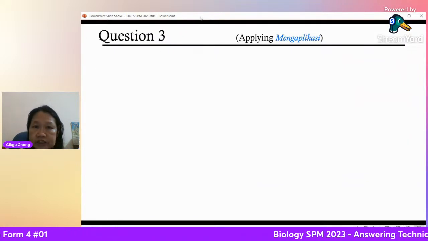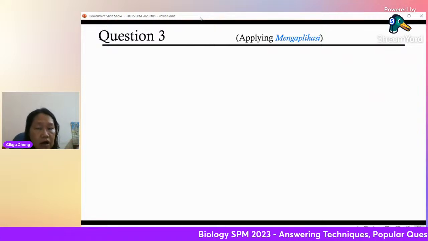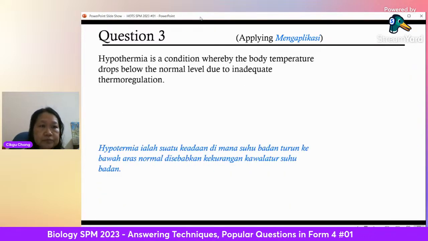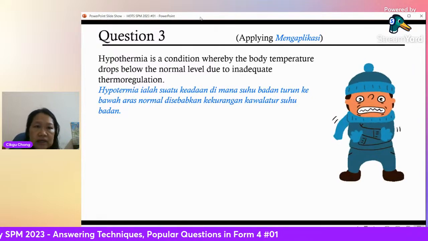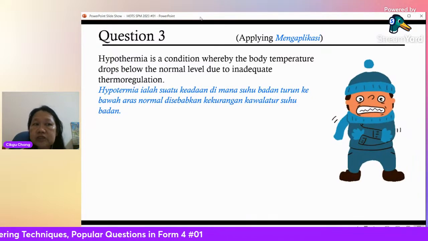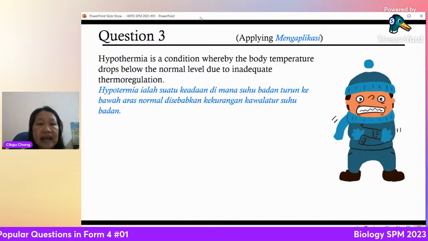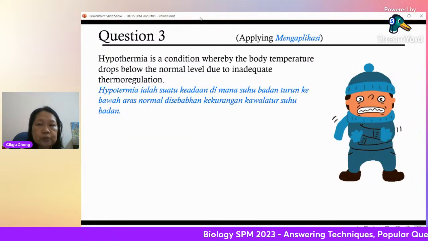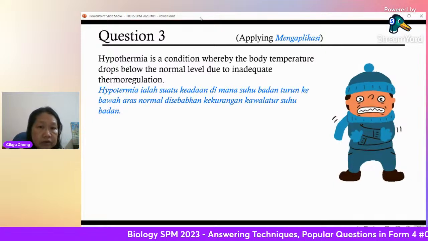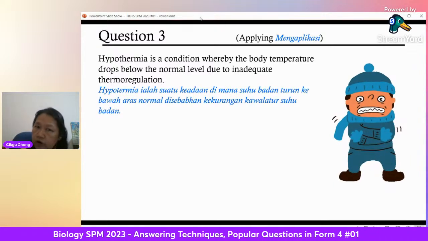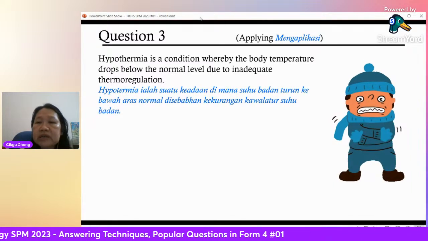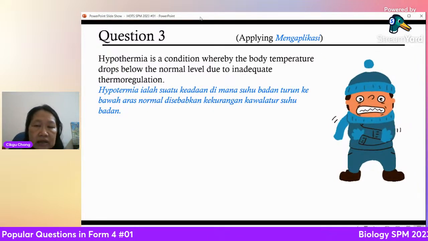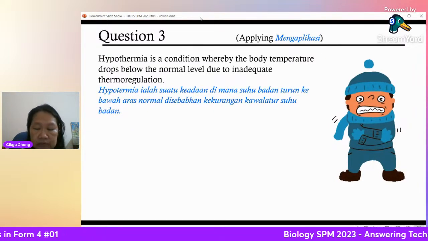Okay, third question, applying. This is also application, which is HOTS. This is applying what you already know to a situation. So hypothermia is a condition whereby the body temperature drops below normal level due to inadequate thermal regulation. Your body has a system to regulate your body temperature. Too high, you bring it down. Too low, you bring it up. So hypothermia is a condition where the person is too cold, unable to control the body temperature.